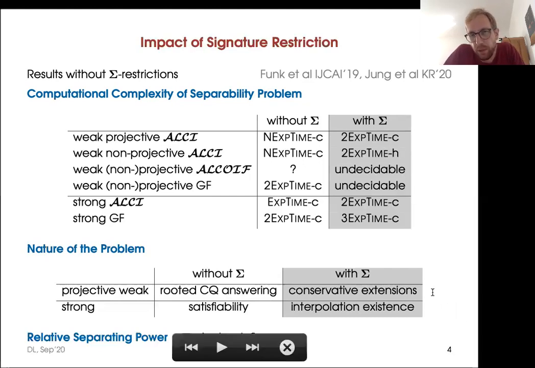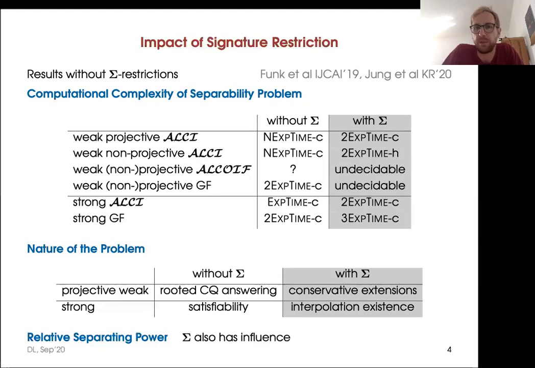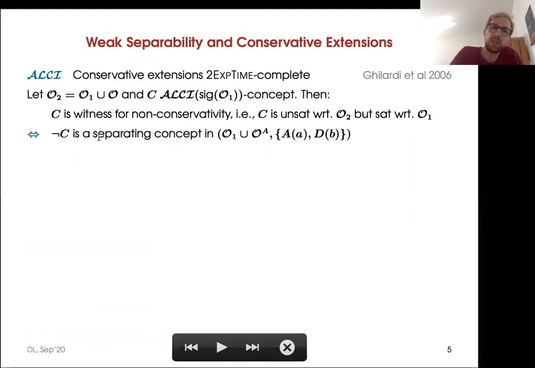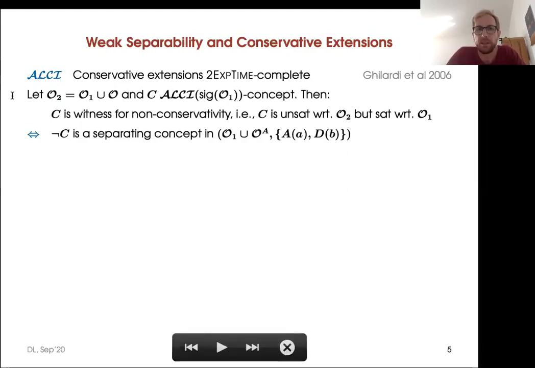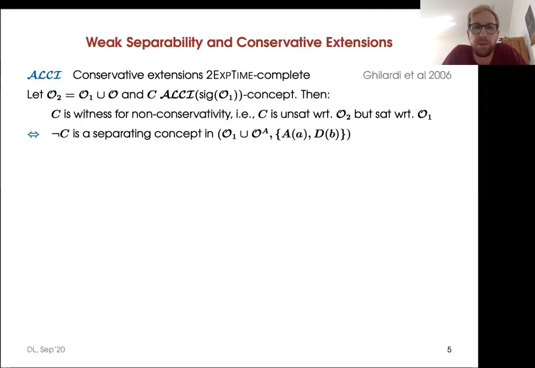What I want to do is talk about those two relations, so conservative extensions and interpolation existence. And I will start with the weak separability case and the relation to conservative extensions. Okay, so let us start with the description logic ALCI. This is the ontology language and also the separating language. And it's known that conservative extensions are 2ExpTime-complete. And I give you a rough idea why there is a relationship between conservative extensions and separability.